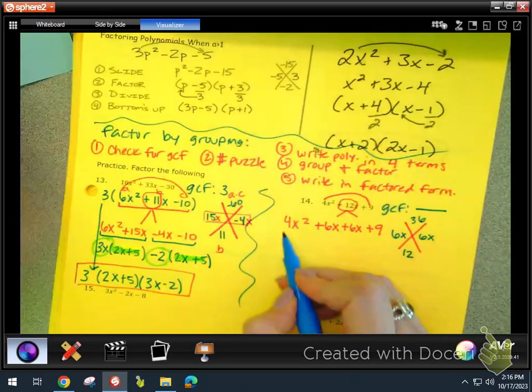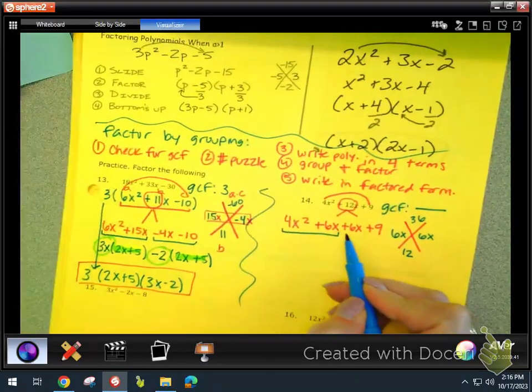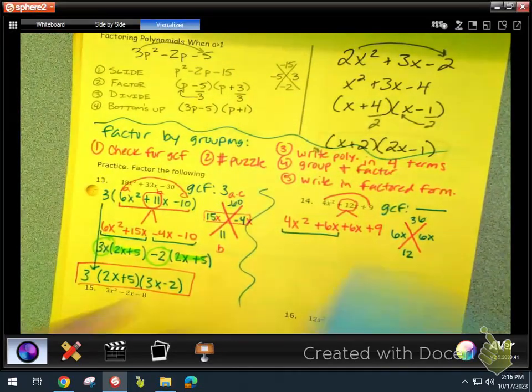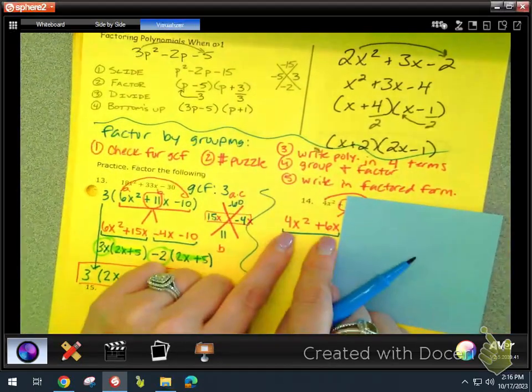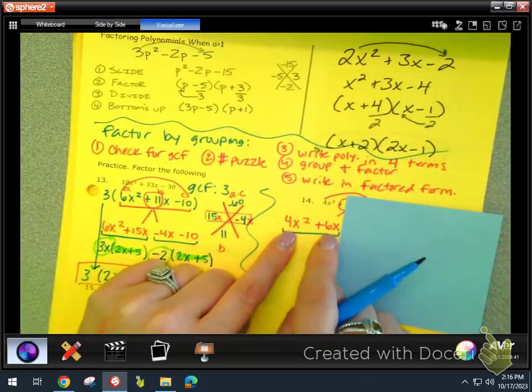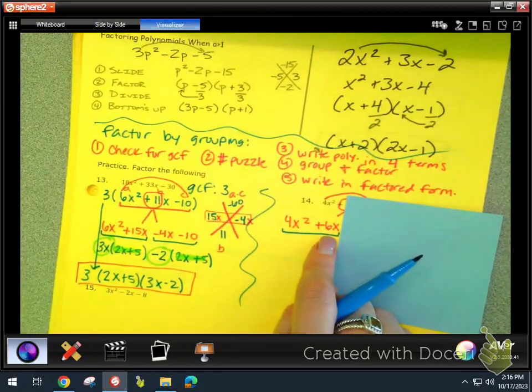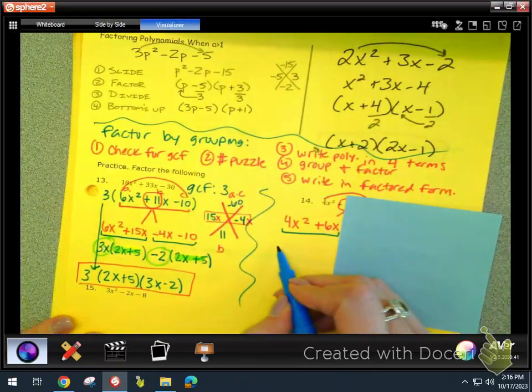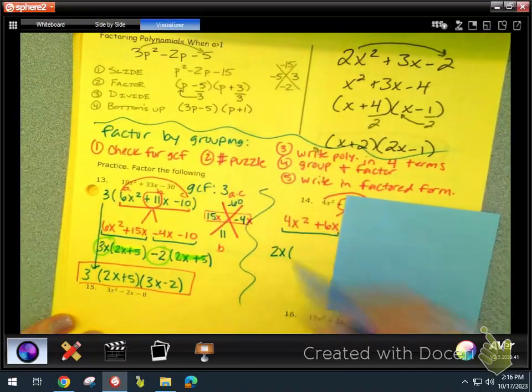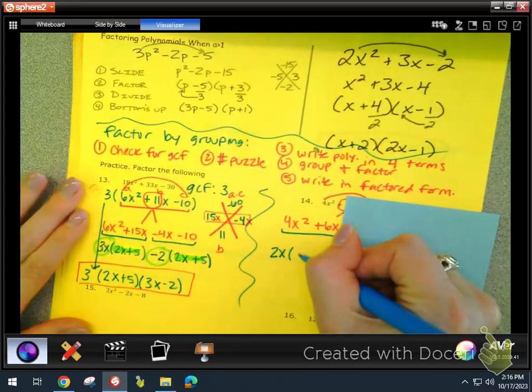When you group this, the first group, you will always take out an X at minimum. Every single time, that first group is going to have an X squared and an X, so you can always take out an X. Sometimes you can take out a number with it. So 4X squared and 6X, what can we take out? 2X. And what's left when I divide that out?